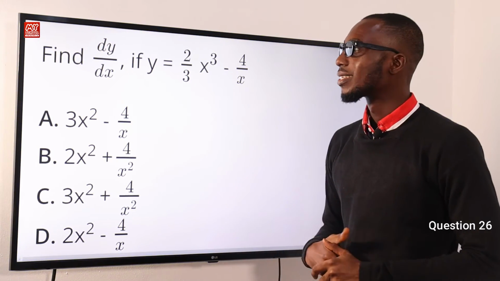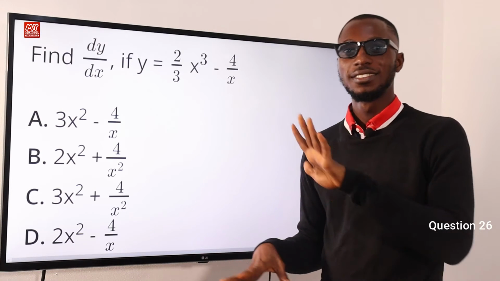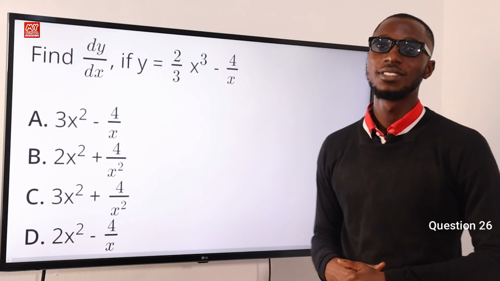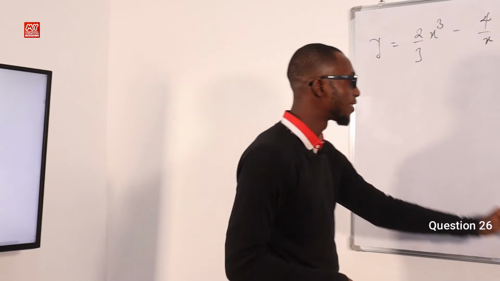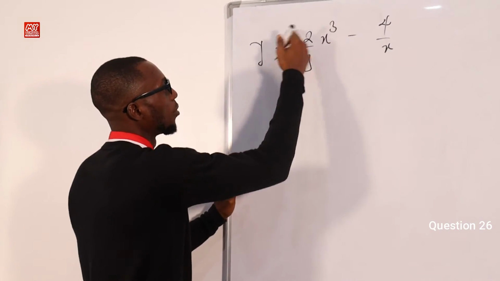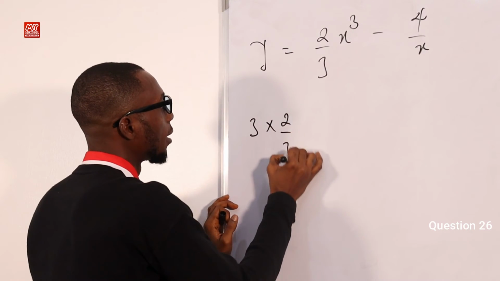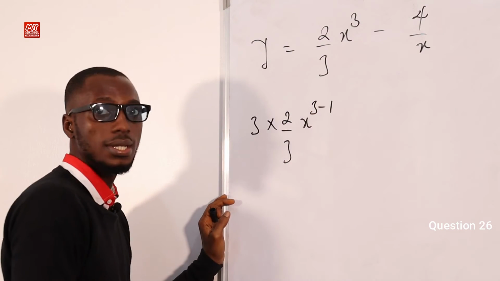Question 26. Find dy/dx if y equals 2 over 3 x raised to power 3, or x cubed, minus 4 over x. So this is differentiation. So let's differentiate this. By the time we are differentiating this, we have 3, so that would be 3 times 2 over 3, x. We still have a 3 minus 1, isn't it?